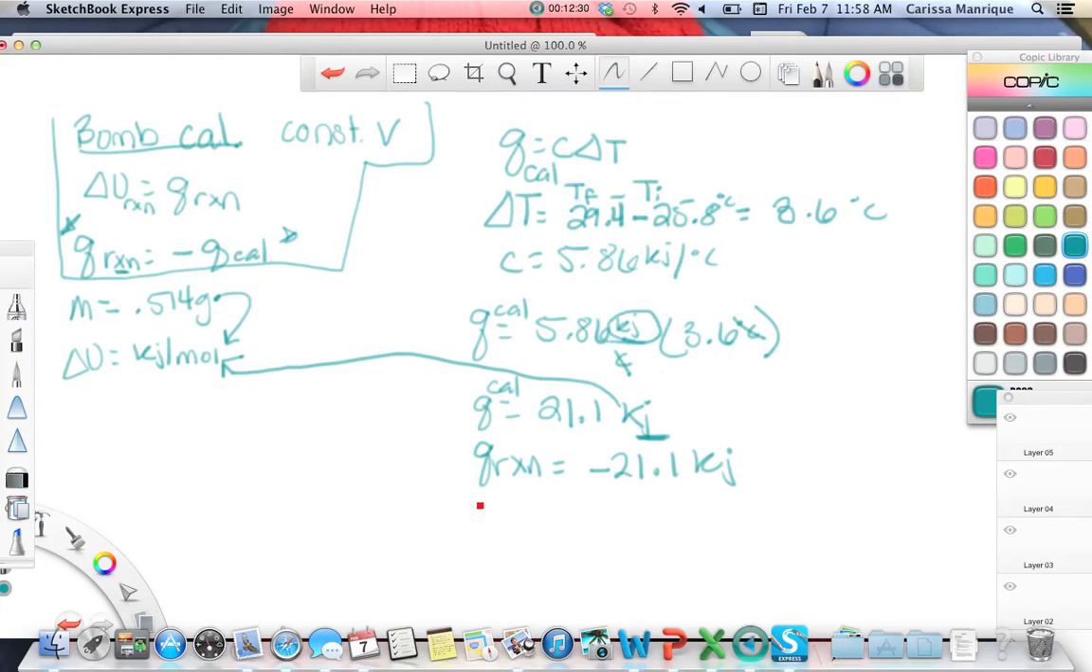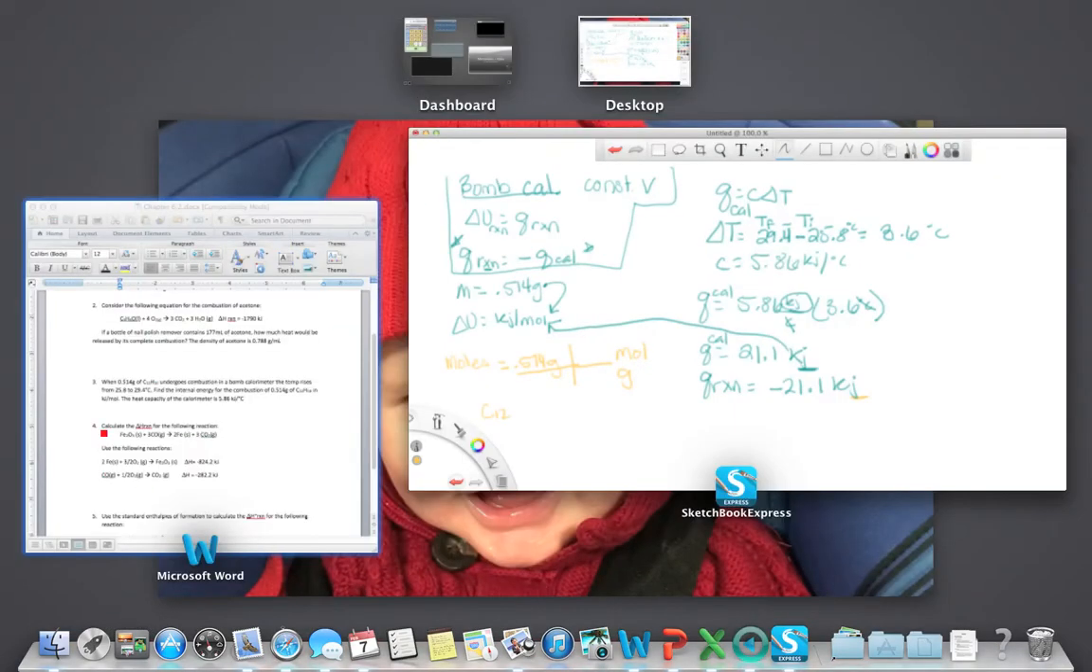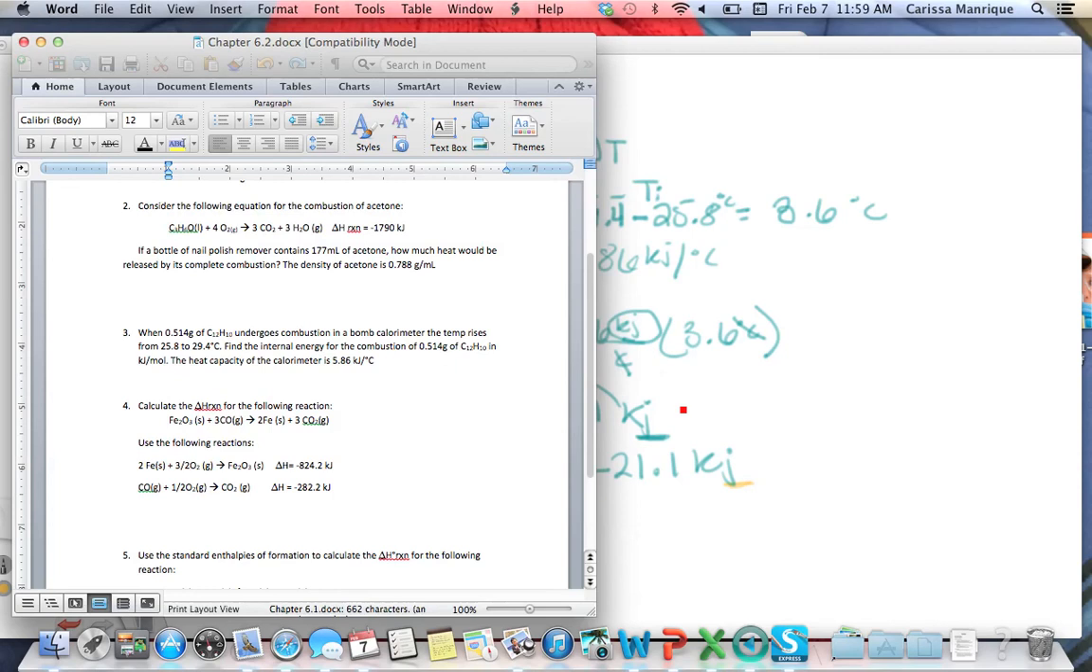Now we want delta U in kilojoules per mole. Now we need to get moles here. We have the kilojoules, so we need to divide by moles to get the correct answer. We have 0.514 grams, and anytime I go from grams to moles, remember I'm going to use molecular weight, always. Okay, and we need the molecular weight of the substance. It was C12H10.